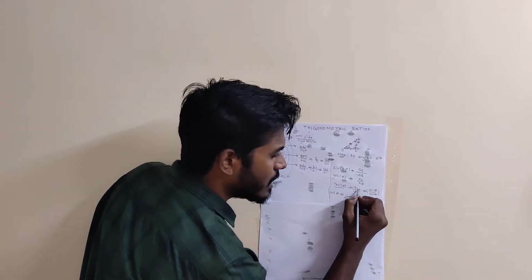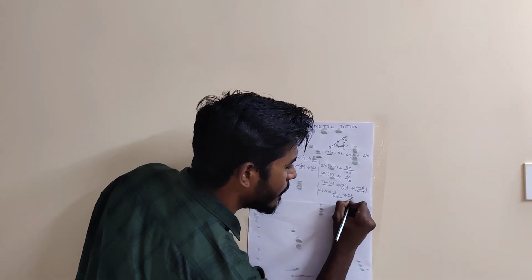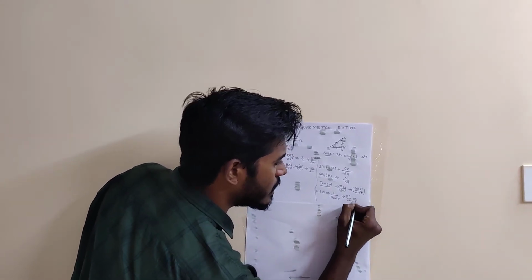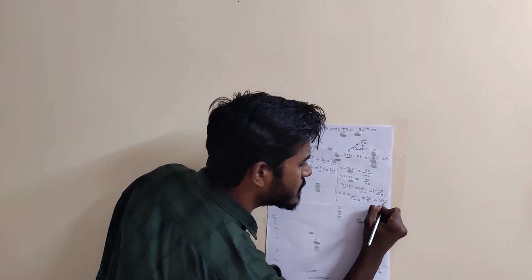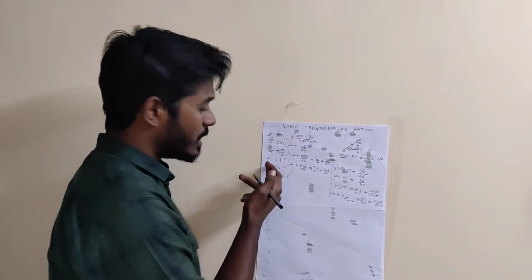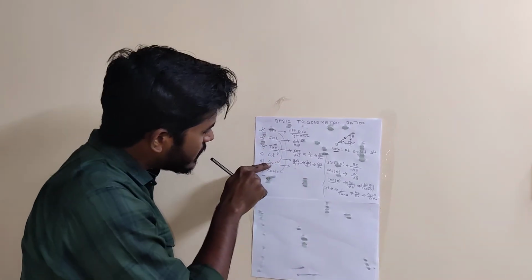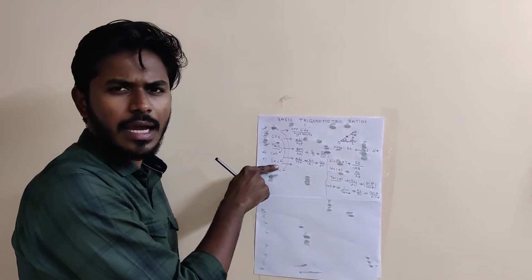So what is tan theta? BC by AC. So what will be cot theta? AC by BC. And that is cos theta by sin theta. Simple. And these two will be very much easy for you now. See, cos and secant are related in a diagrammatic manner.